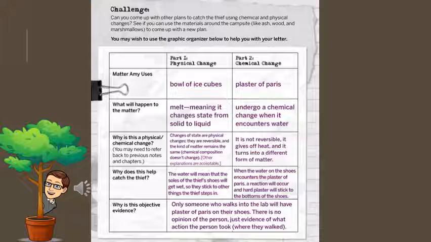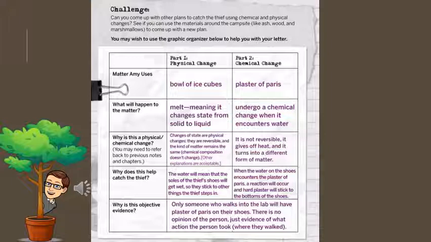And then you need to give some evidence. You don't have to write exactly what I wrote. Why is this a physical or chemical change? We know that ice is a physical change because it's reversible and its chemical composition stays the same. Plaster of Paris we know is a chemical change because it's not reversible. It gives off heat and turns into a different form of matter. Remember when they put their hands on the tub as they were creating the mold or the cast? They all said it was warm, and then they went off to eat lunch while they waited. We know it's irreversible, which means it can't go back.